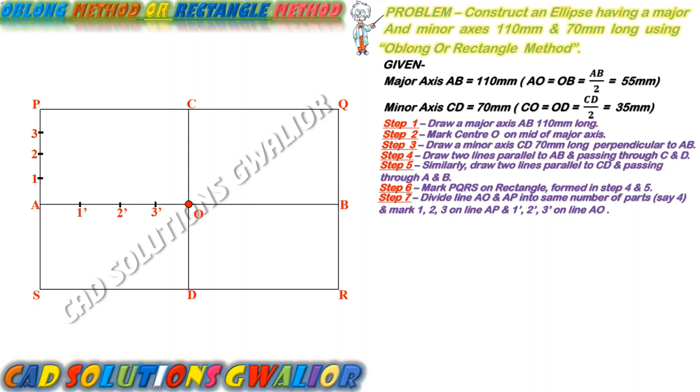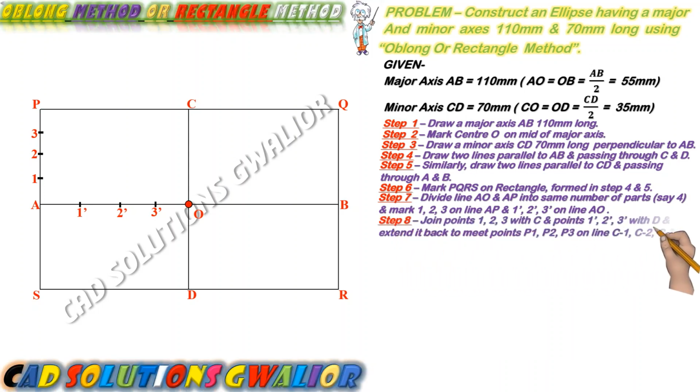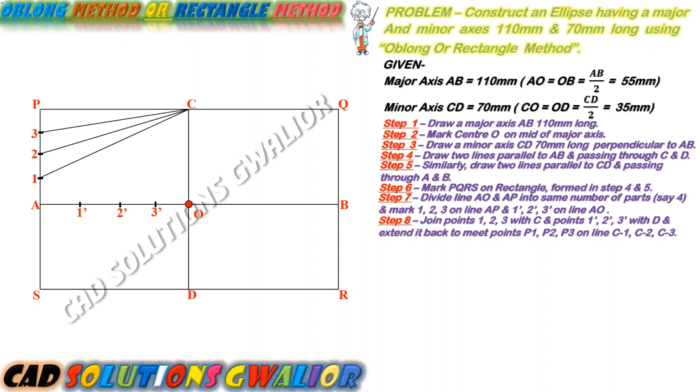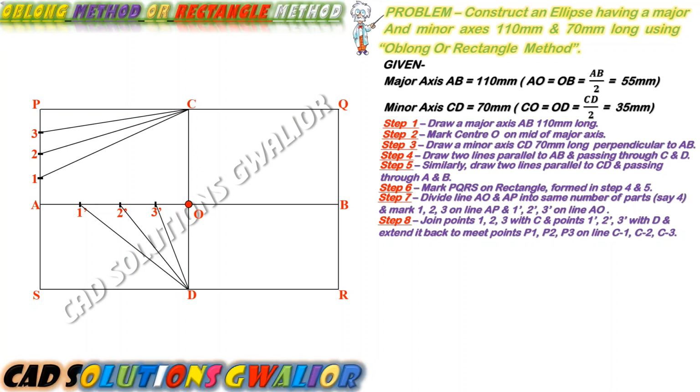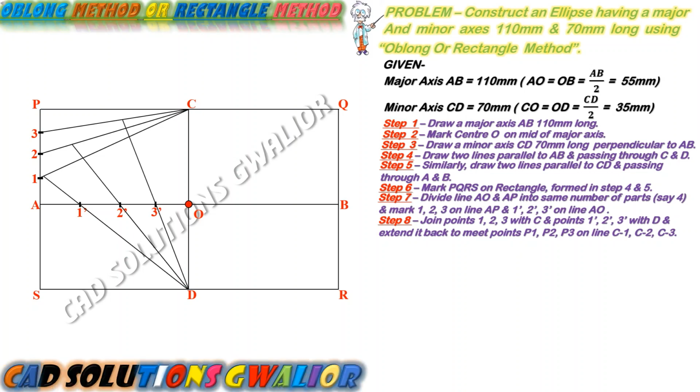In step 8, join points 1, 2, 3 to point C of the minor axis and points 1', 2', 3' to point D of the minor axis. And extend the lines 1'D, 2'D, 3'D backwards so that the intersection points P1, P2, P3 are found on the lines C1, C2, C3.